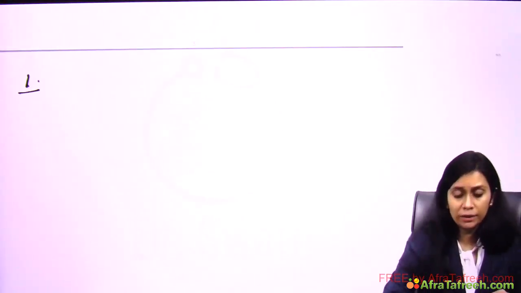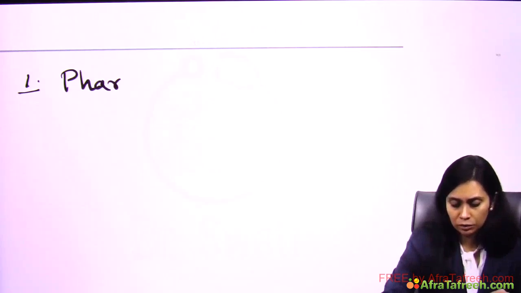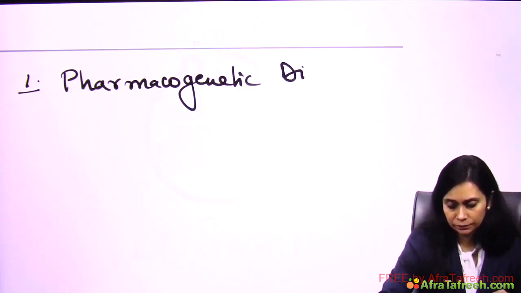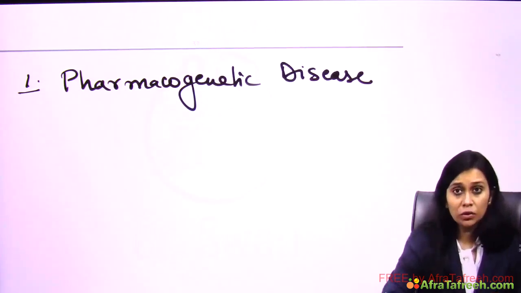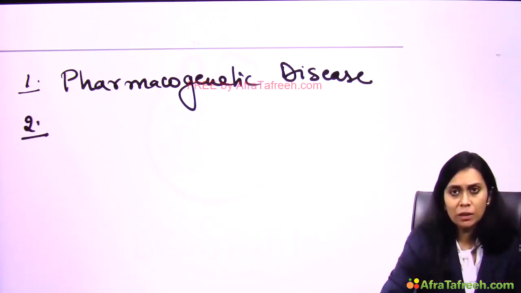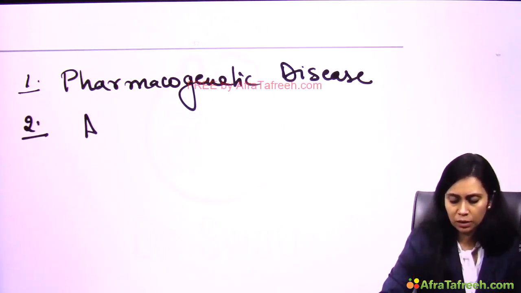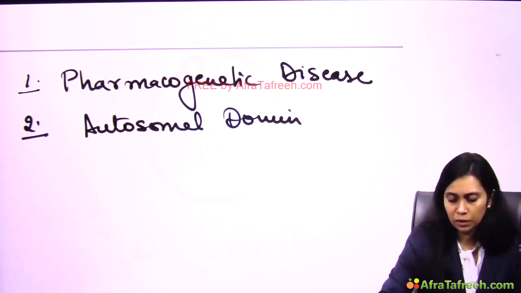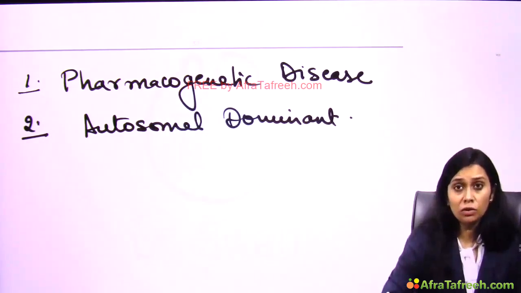Now let us write all the points one by one and let me tell you a few questions related to it. Okay? So malignant hyperthermia. First point. It is a pharmacogenetic disease. Second point. Gene is expressed in autosomal dominant form. Right? Gene is expressed in autosomal dominant form.